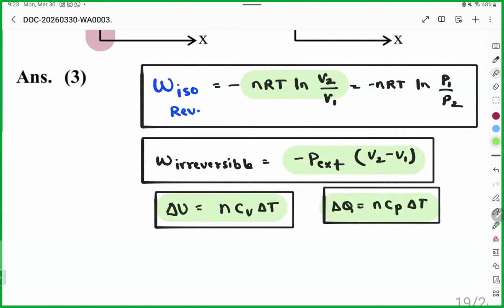And as I am telling again and again, this is how you apply formula and learn to apply formula in the exam.